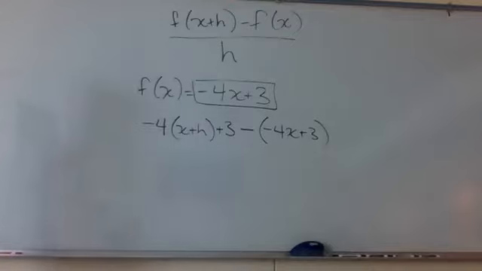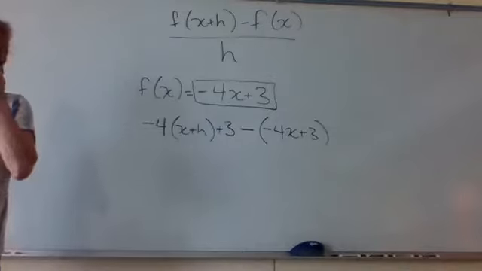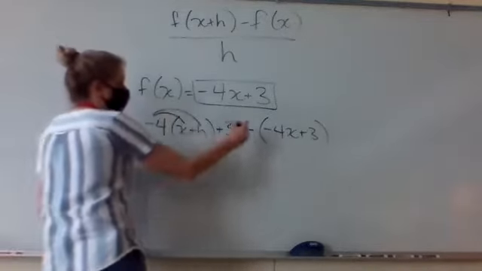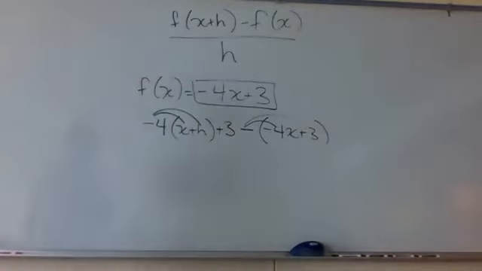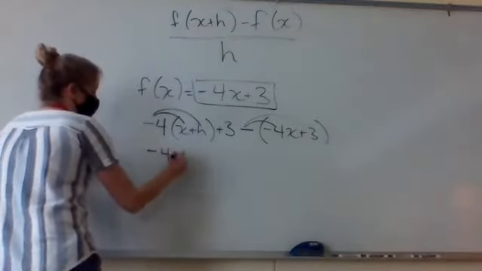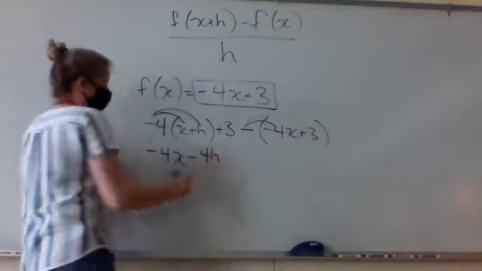And then simplify. What that means, I'm going to put the h in the bottom at the very end. But I need to clean this up. To simplify it, 2 steps. You're going to distribute, to remove the parentheses. So let's see. -4 times x is -4x. -4 times h is -4h.